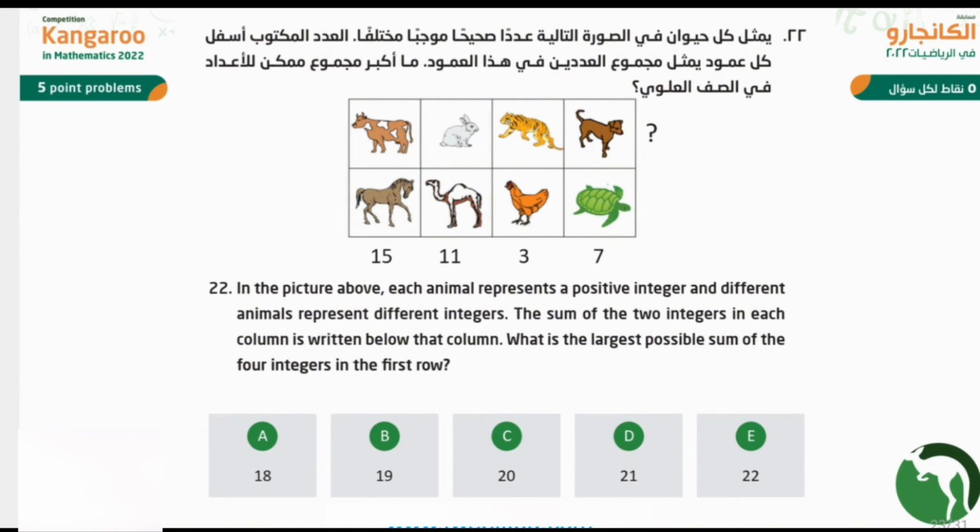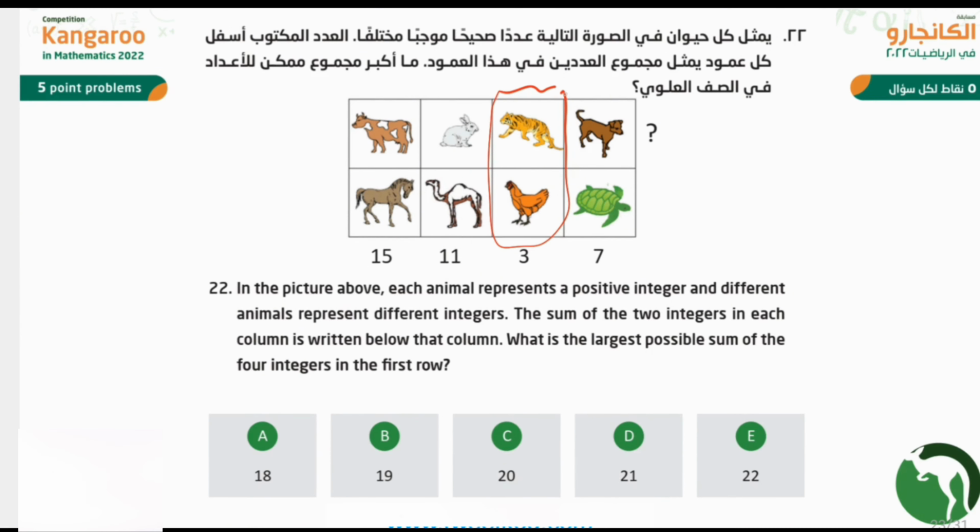In question number 22, in the picture above, each animal represents a positive integer and different animals represent different integers. The sum of the two integers in each column is written below that column. What is the largest possible sum of the 4 integers in the first row? So here I should make the integers in the first row as big as possible and the integers in the second row as small as possible. So let's start with this column here.